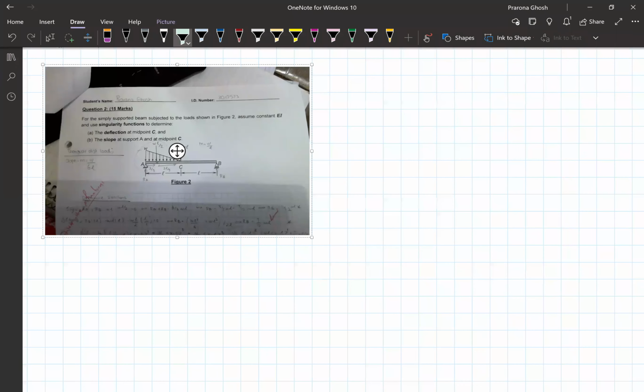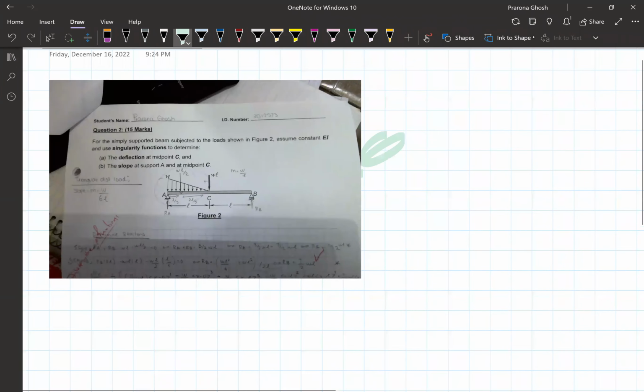Okay, so for the singularity question, we have a reverse triangle. We need to calculate RA and RB first, but I don't have time for that. So RA equals 11 over 12 WL, and RB equals 7 over 12 WL.